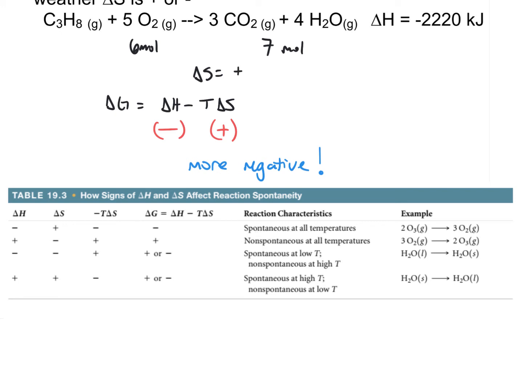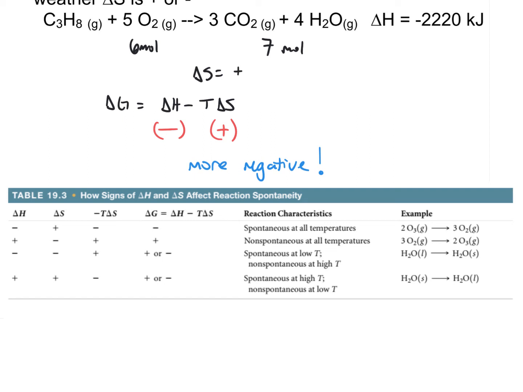Now, if you reverse the situation and you have a positive delta H, that favors a non-spontaneous situation. So does a negative delta S. When you become more ordered, that favors the non-spontaneous situation. So if you flip the signs to positive for delta H and negative for delta S, then that would favor a non-spontaneous situation at all temperatures.